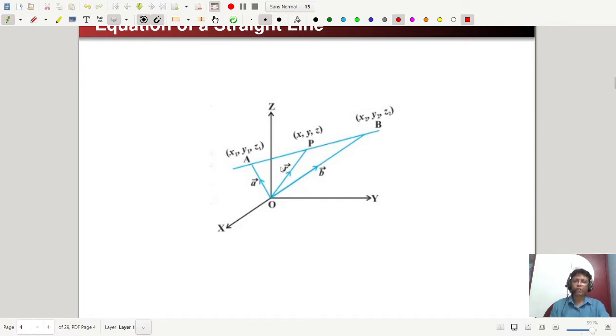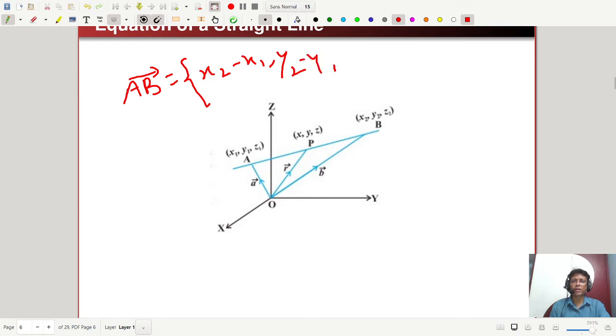So we can write AB as x2 minus x1, y2 minus y1, and z2 minus z1. This is the vector AB, and already we have calculated in the previous that AP is x minus x1. You can calculate AP also, right? And AB gives you the direction vector. This is the direction, right? So AP can be calculated as x minus x1, y minus y1, and z minus z1.